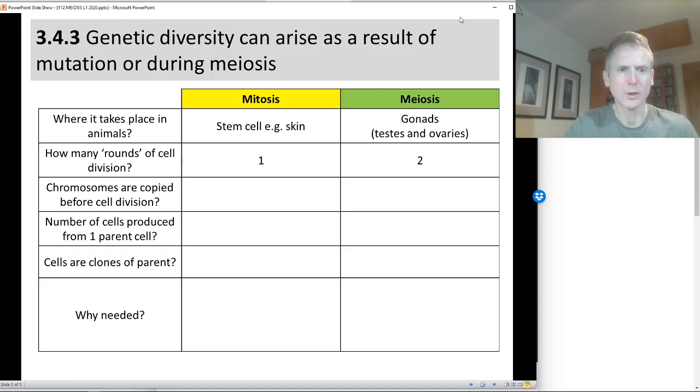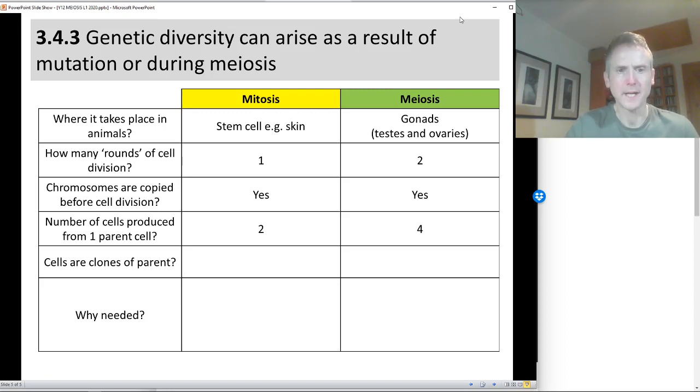Chromosomes are copied before cell division? Yes, they are. Are they in meiosis? Yes, they are. Number of cells produced from one parent cell? Well, if there's one division, there's two. And if there's two divisions in meiosis, it's four.